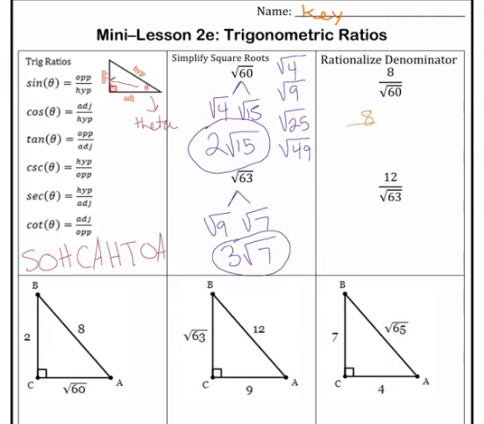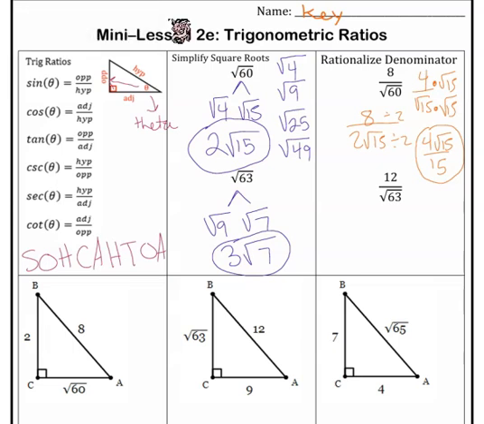We have 8 over 2 square root 15. We can simplify this fraction by dividing both by 2. Then we have 4 over the square root of 15. To rationalize this denominator, we're going to multiply the numerator and the denominator by the square root of 15. That causes the denominator's square roots to cancel out. You're just left with 15 in the denominator. In the numerator, we have 4 square root 15. And this would be our rationalized expression.